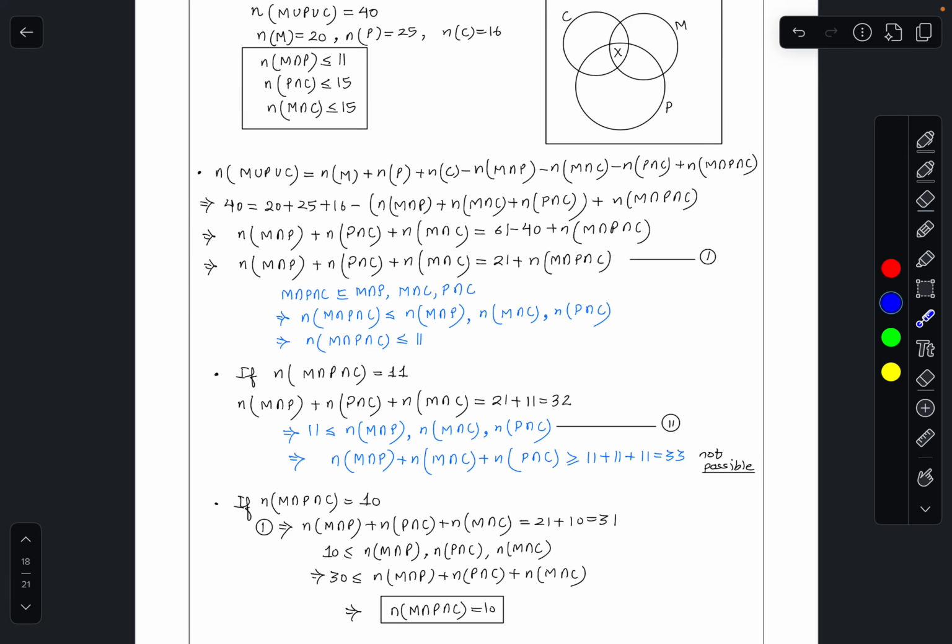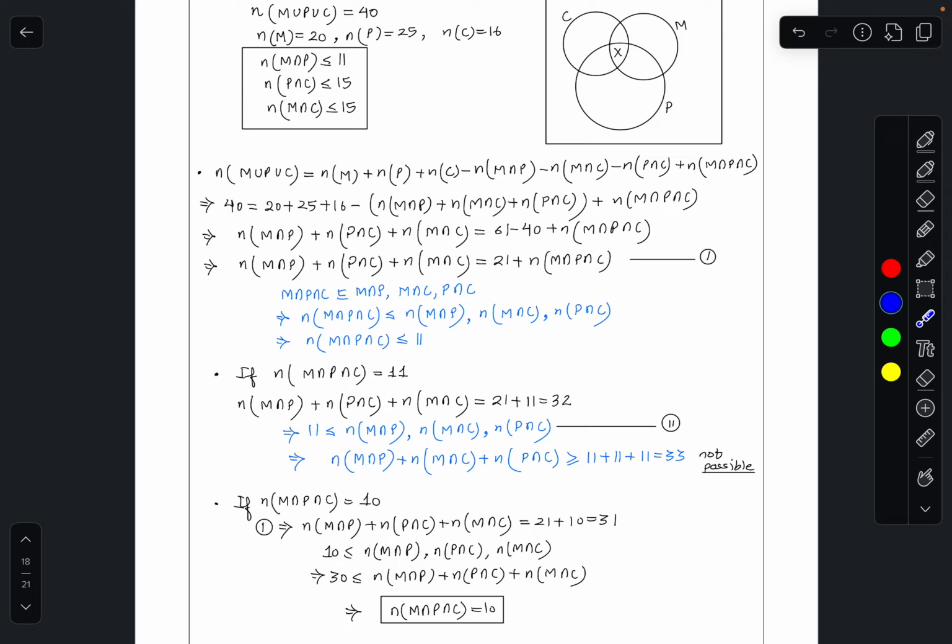When I took 11, I saw that the sum is 32, but then this relation was contradicting what I got here. This relation was giving me that the number of elements in M intersection P is supposed to be greater than or equal to 11. So is the case with the other two. But then when you sum these three up, you get 33. That would mean the sum is greater than or equal to 33, contradicting what I have here.